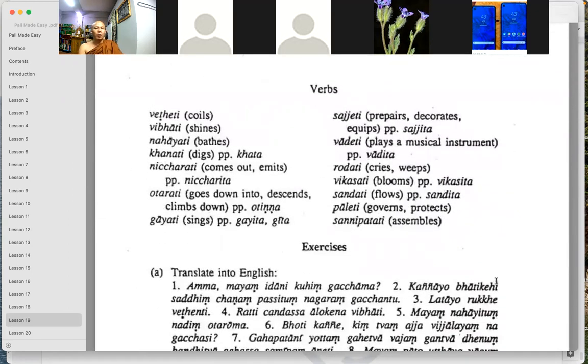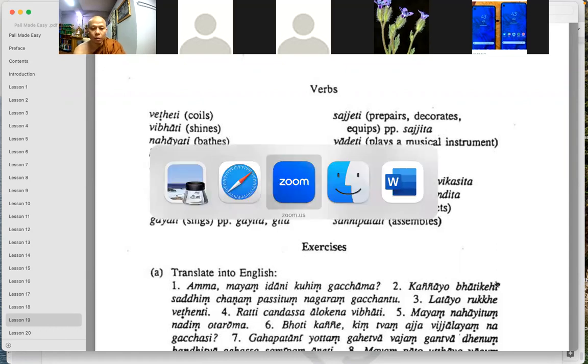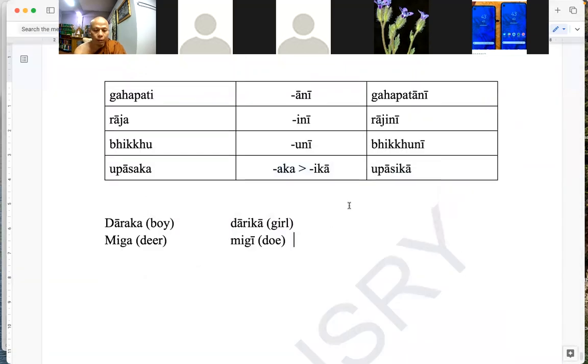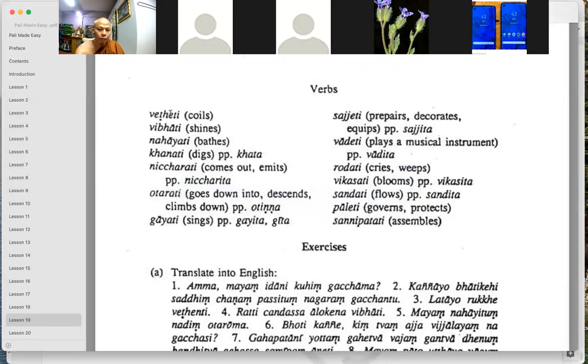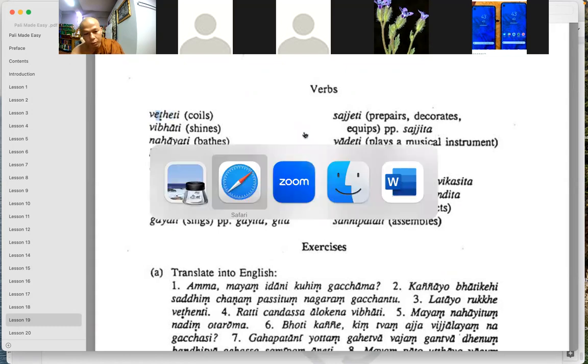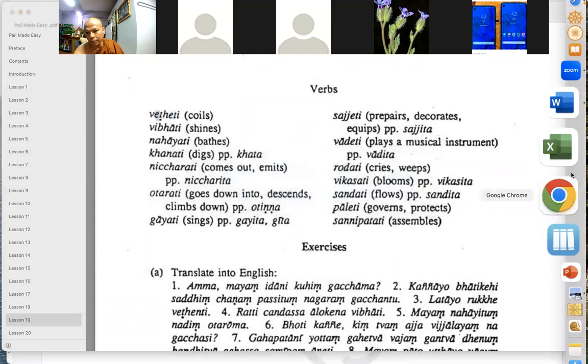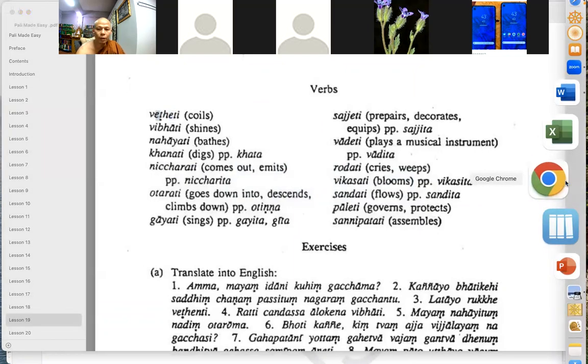Okay, now the verb form. So vetheti, coil, like the creeper climbing up the tree by coiling. So vetheti. Commonly you see the sign is a. So that is maybe a variant, but originally it is veth. So we can see in the dictionary, the root is veth.